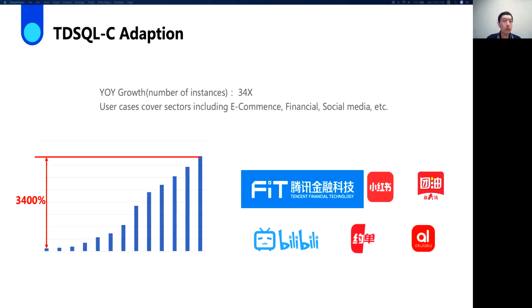Okay, with all of this architecture change and optimizations, we can say GTSQL-C experienced very fast growth since its release. The year-over-year increase in the number of instances during the past 12 months is almost 34 times. GTSQL-C is adopted by many customers from different areas, including e-commerce, finance, videos, and so on. So the current result is pretty promising and encouraging.